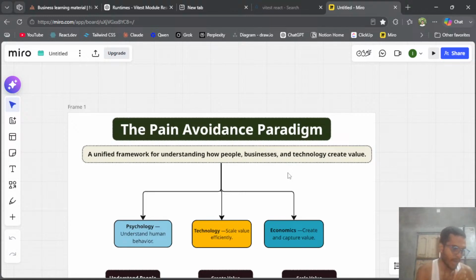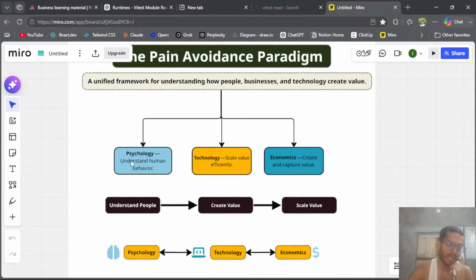So now you understand we have to avoid people's pain. That's why I created the pain avoidance paradigm. We have three things. If you understand these three things, you can dominate this entire world. The first one is psychology. In my paradigm, psychology explains human behavior, and then economics monetizes human behavior. What I'm saying, just give me a second, and then technology scales that behavior.